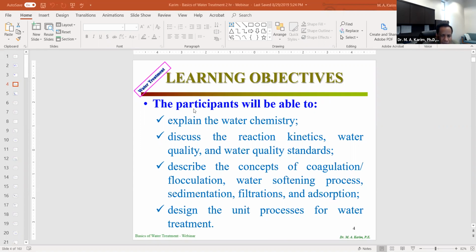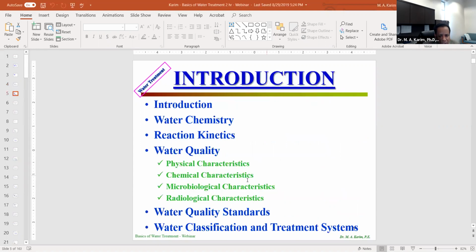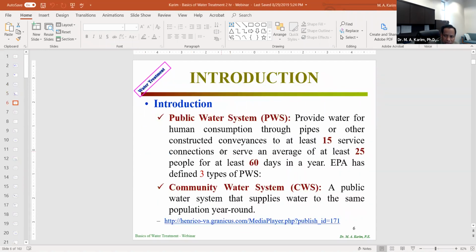So these are our learning outcomes for this topic today. Then under introduction, these are the things we'll be discussing, and we started already this slide. The first definition is public water system, PWS. The second one is community water system. A public water system that supplies water to the same people or population year round. And public means, say, 15 service connections, 25 people at least 60 days per year. Then this is called the PWS.